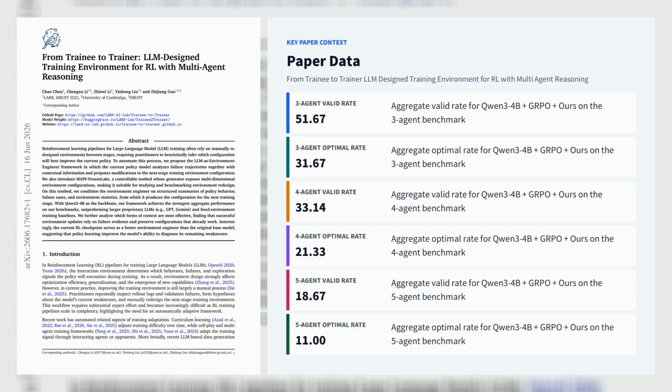Let's explore the second paper, From Trainee to Trainer: LLM Design Training Environment for RL with Multi-Agent Reasoning. This paper, from HKUST-GZ and the University of Cambridge, reframes RL training as a closed-loop environment design problem. After each stage, the current Qwen3-4B checkpoint becomes an LLM-as-environment-engineer that reads structured failure breakdowns, validation history, and training context, then rewrites the next environment generator instead of selecting examples.